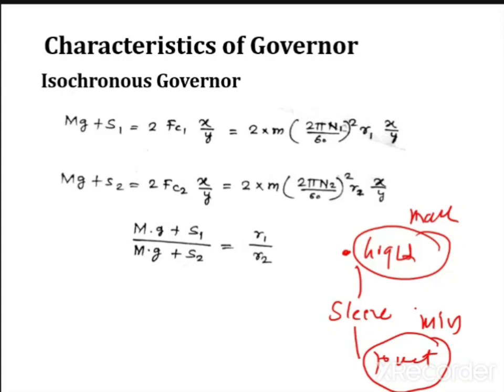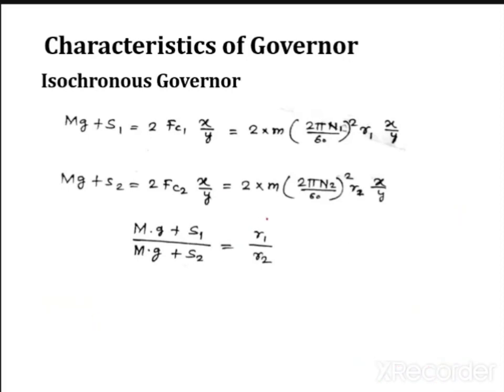So your engine will start hunting. Your engine will start fluctuating above and below the mean position, and that is why isochronism is of no practical use in this case. But from this analysis you can understand that a Hartnell governor can be isochronous if this ratio is satisfied.